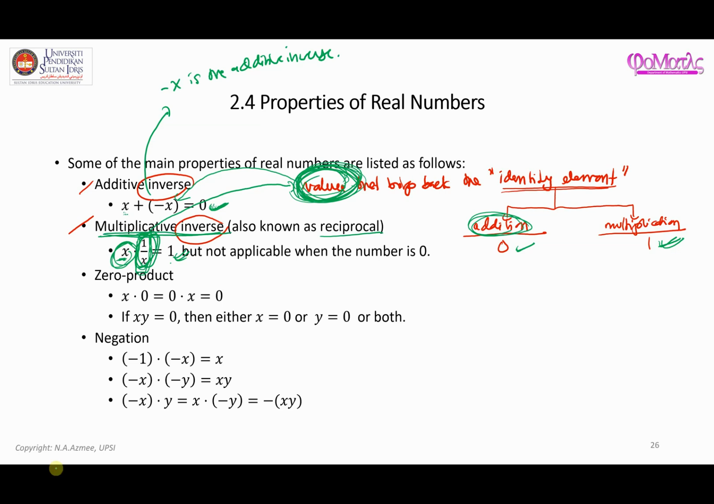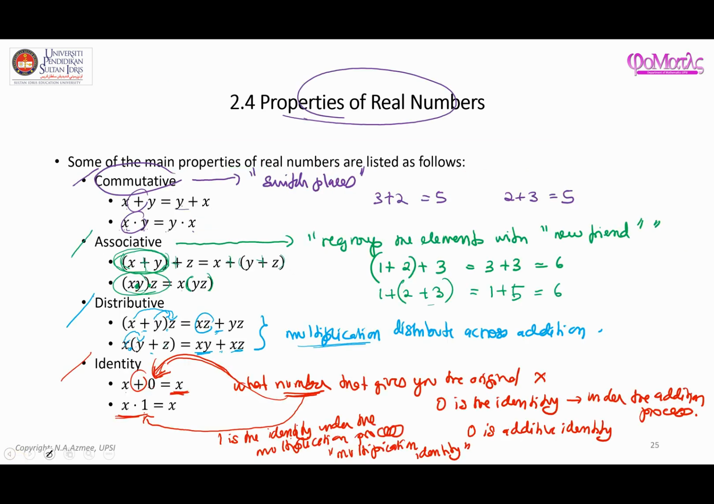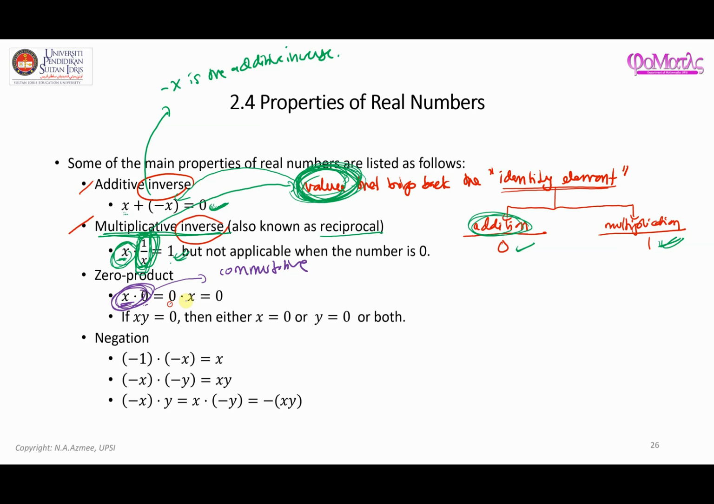Now, the idea of zero product is pretty simple, really. When you multiply any real number x with 0, this is the same as 0 times x. Why is that so? Because when you talk about multiplication, the property is commutative. We have two values here, and when you multiply, you can switch the position. So x times 0 is equal to 0 times x, and the answer is going to be equal to 0.